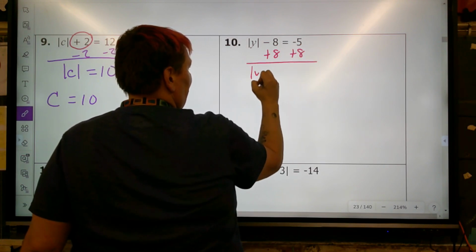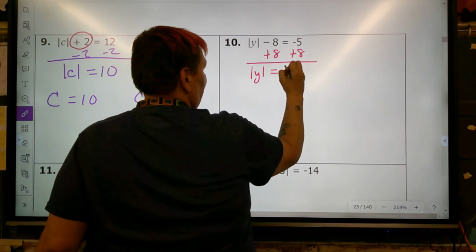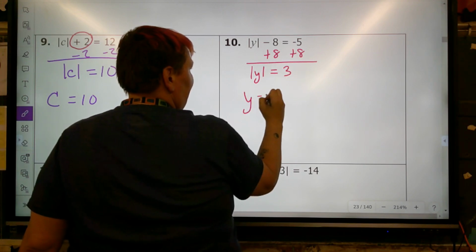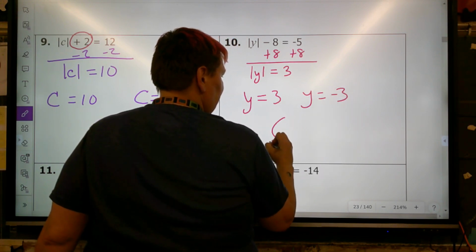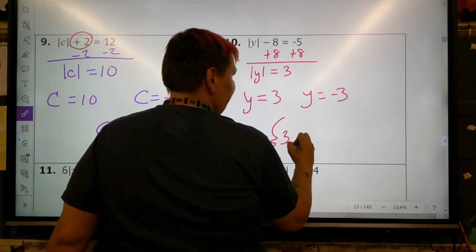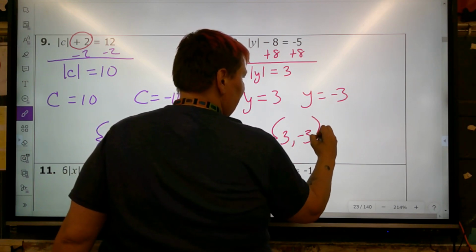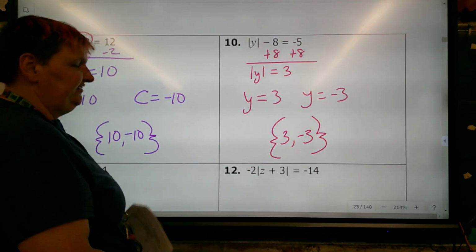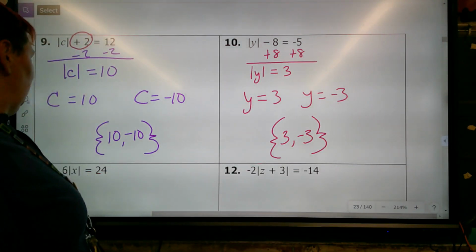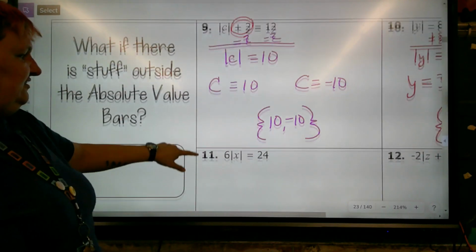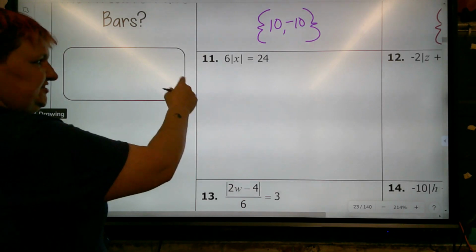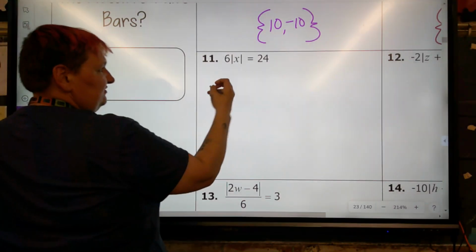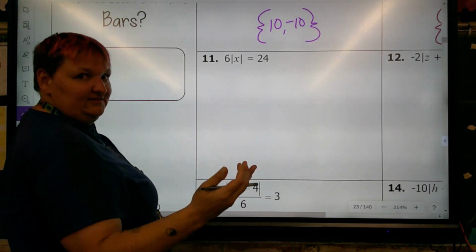Then we have the absolute value of y equals 3. So y is either 3 or y is negative 3. See how I used inverse property to get rid of the constant? If there's a constant in the way, get rid of it. Right? Well, what if there's a coefficient in the way? If there's a coefficient in the way, inverse property again.